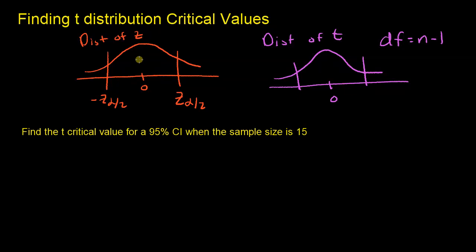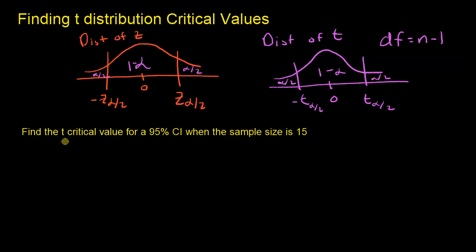You still have 1 minus alpha in the center, and alpha divided by 2 on each tail. Same deal here: 1 minus alpha in the center, and alpha divided by 2 in each tail. This is the positive version of the critical value, the one we always provide, and this is the negative version.